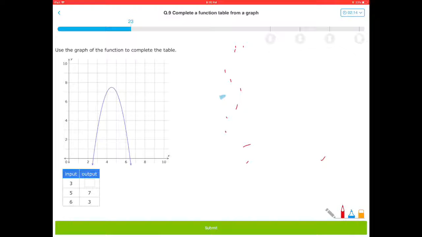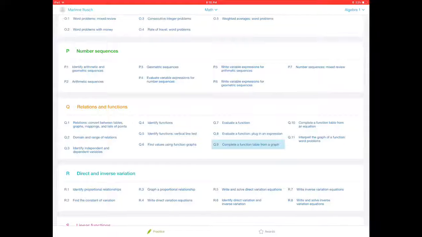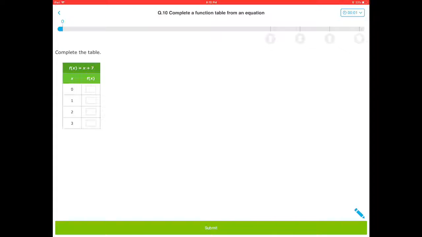When you're gonna do Q.9, all you do is find the y value. Okay, guys. All right, that's Q.9. Okay, Q.10. Complete the function table from an equation. So here we go. From an equation, this is where you plug in, guys.